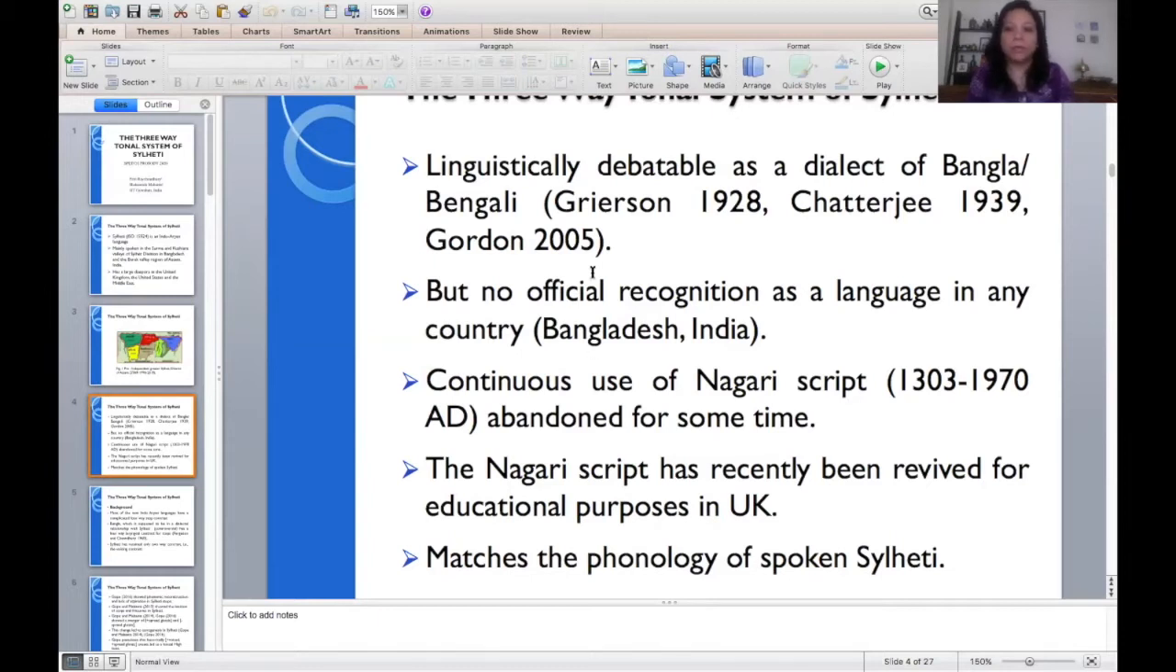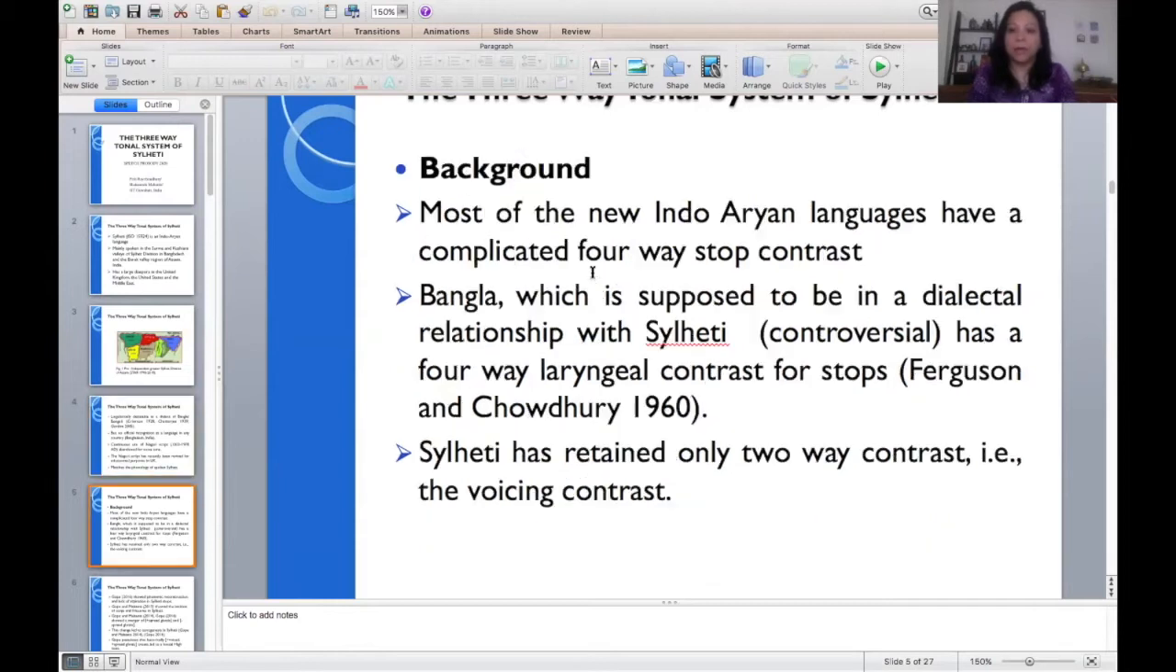Sylheti is noted for its continuous use of a script called the Eastern Nagari script, and even though it was abandoned, it has seen a new lease of life, and it has been revived for educational purposes by the diaspora community in the UK mainly. The advantage of using the Eastern Nagari script as against the Bengali script is that the Eastern Nagari script matches the phonology of spoken Sylheti quite closely.